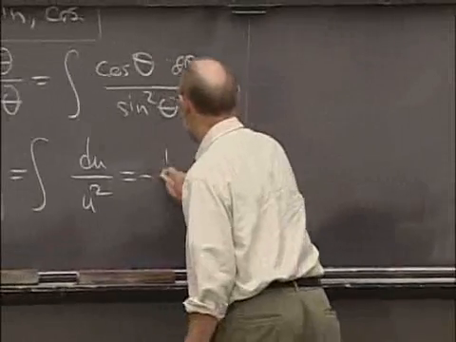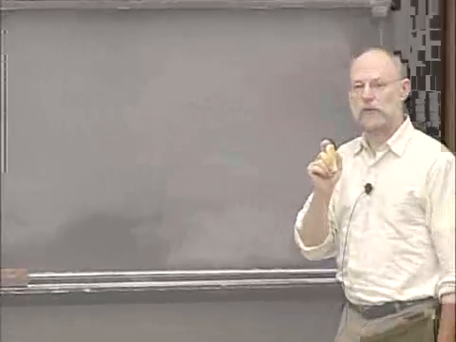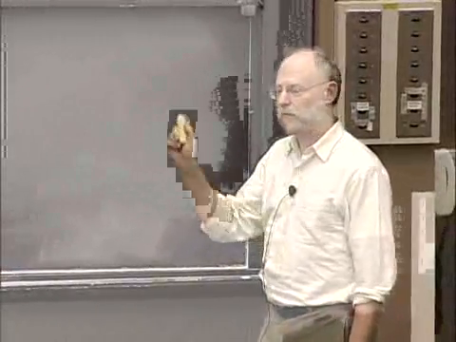So I integrate u to the minus 2 du, and I get minus 1 over u plus a constant, and I'm done with the calculus part of this problem. I've done the integral now, gotten rid of the integral sign.